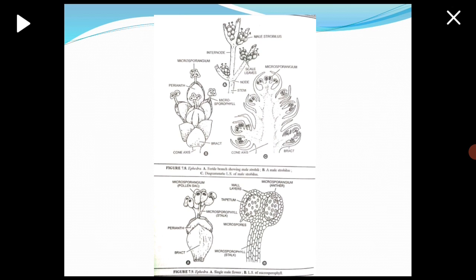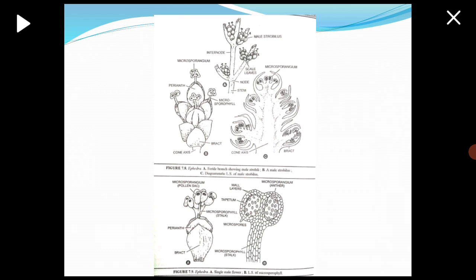Male flower or the staminate flower. Each male flower arises in the axil of a fertile bract. It consists of a short axis which bears 2 to 8 microsporangia at its tip. The axis is called microsporangiophore or antherophore.